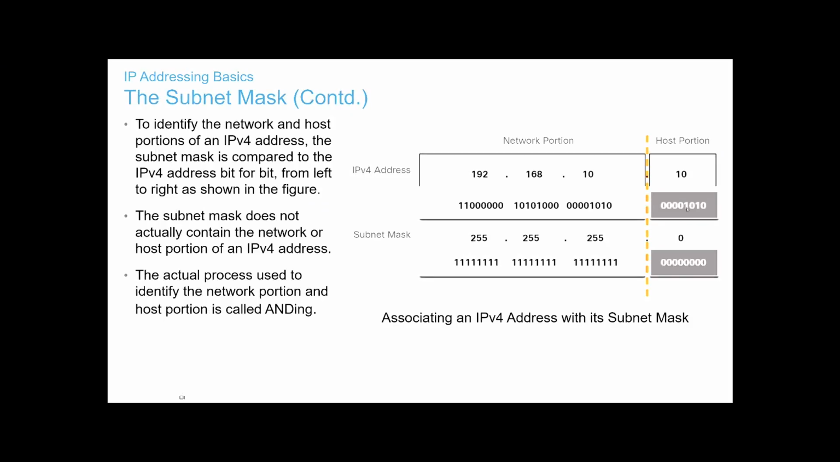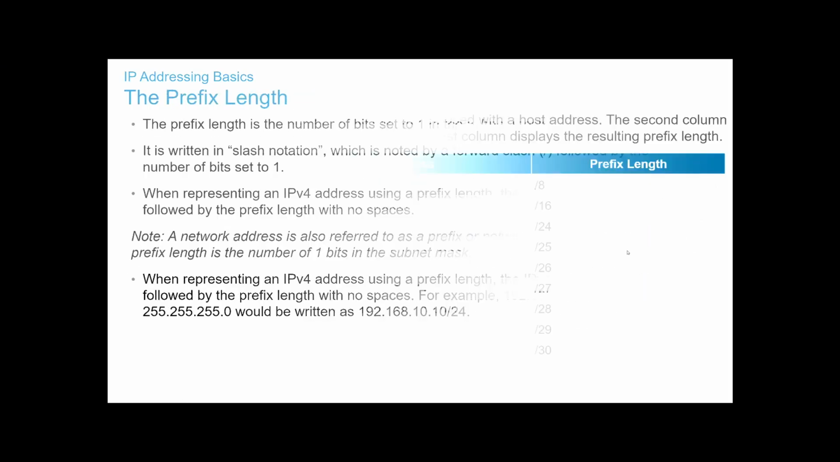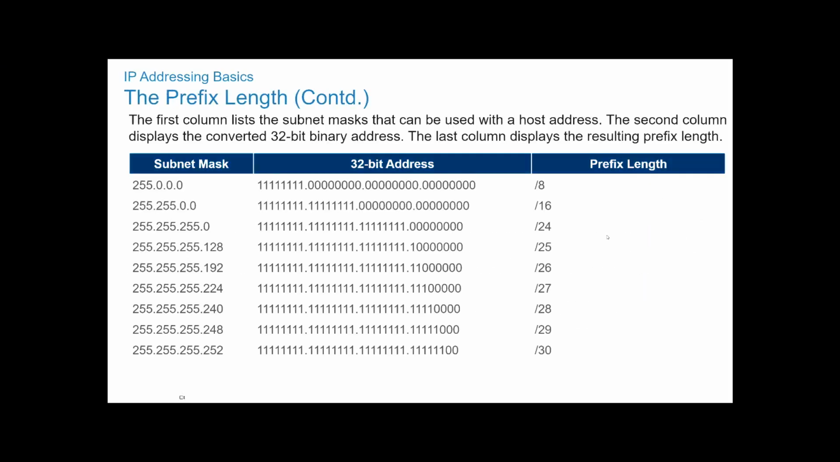So if we AND this address with a 0, then it's going to return zeros. That's 8 zeros here. 8 zeros is going to return 0, and that tells us the network address then is 192.168.10.0, and that's the process of ANDing. There are the different prefix lengths for subnetting.